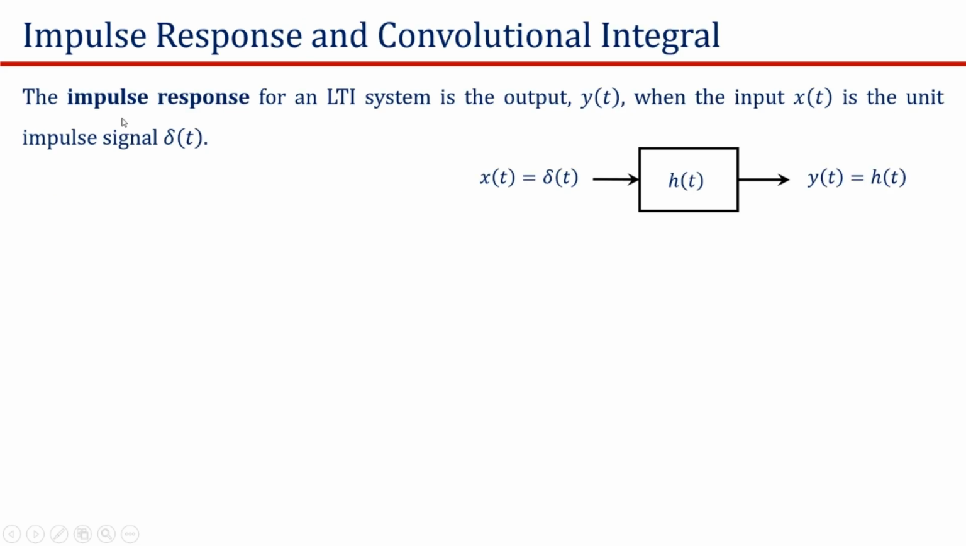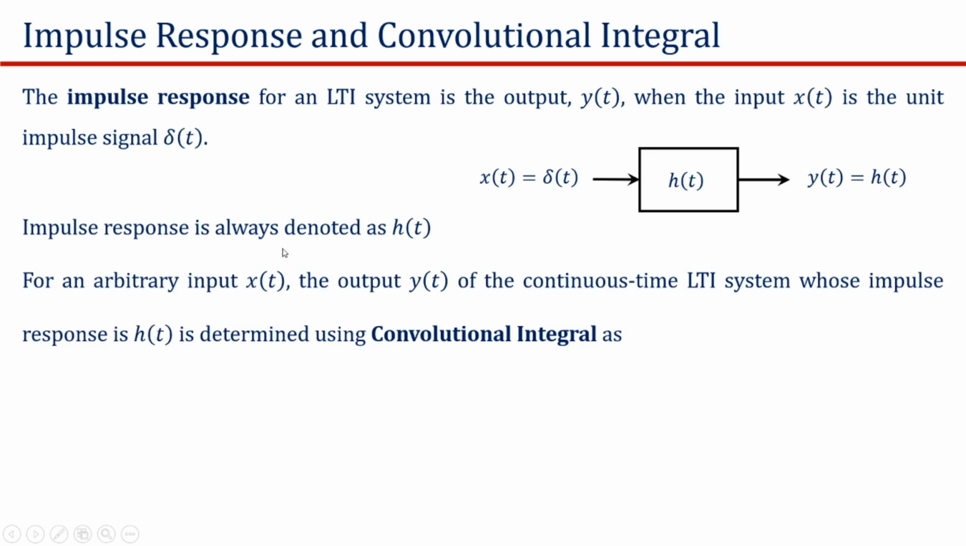By definition, the impulse response of an LTI system is the output y(t) when input x(t) is the unit impulse signal delta(t). The same thing is represented over here in this figure, where input x(t) is equal to delta(t), then output y(t) will be equal to h(t), which is nothing but the impulse response of the system. Impulse response of the system is always represented as h(t).